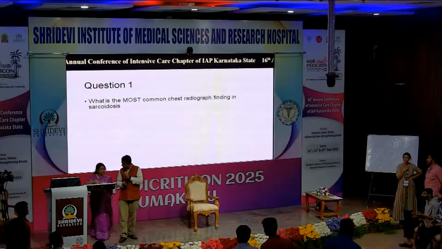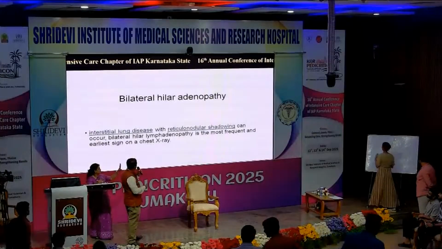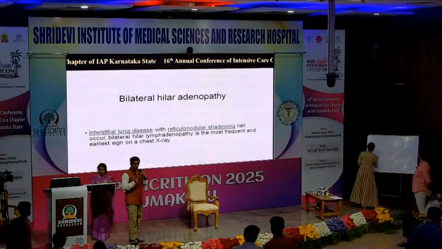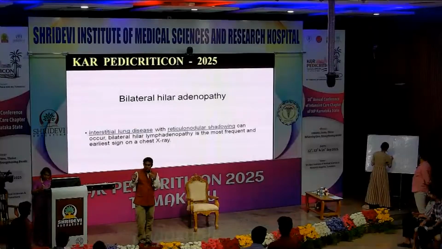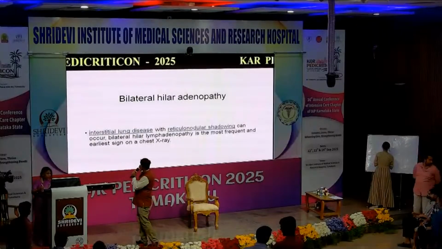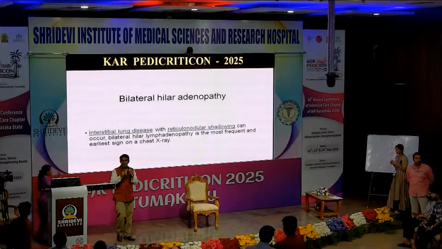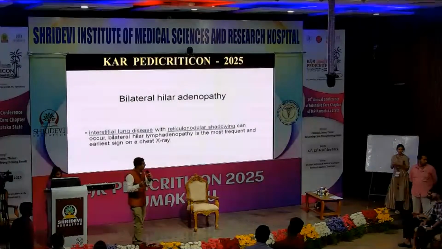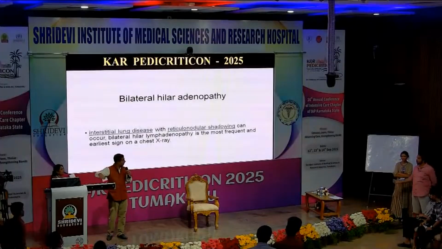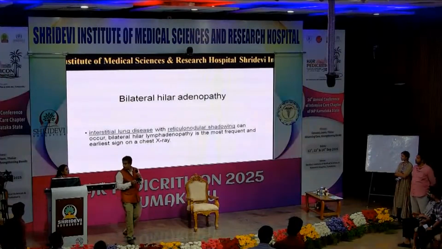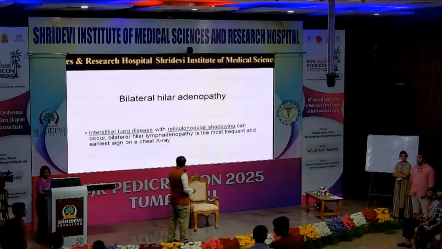I think A and C have answered correctly. Bilateral hilar adenopathy is the most common, although you can see interstitial lung disease and a reticulonodular shadow pattern. Bilateral hilar adenopathy is the most frequent and earliest sign on a chest X-ray in sarcoidosis. Good answer. So 5 marks for the team, A and C. Noted? Okay. Now D, your direct question.